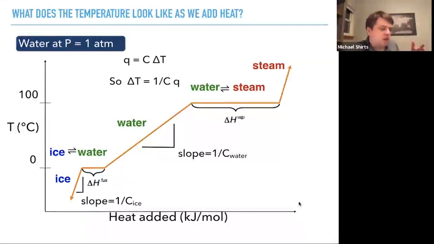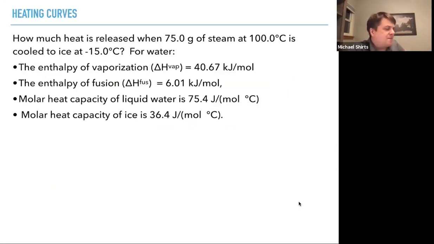So that's what this looks like, but what about the quantitative numbers? Let's go to that as well. How much heat is released when we have 75 grams of steam at 100 degrees C and it's cooled to ice at minus 15 degrees C? Well, for water, we've got some information: the enthalpy of vaporization, enthalpy of fusion, molar heat capacity of liquid water, and the molar heat capacity of ice.